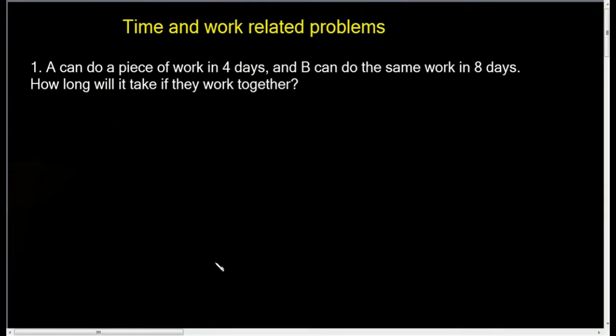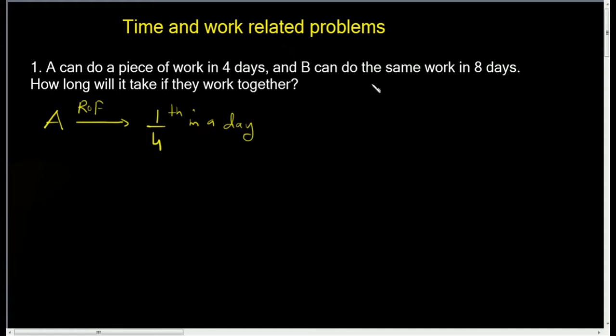We are given that A can do a piece of work in 4 days and B can do the same work in 8 days. How long will it take if they work together? So we are given A and then we apply ROF, rule of flip. A can do a piece of work in 4 days, so that means A finishes 1/4 of total work in a day. Okay.